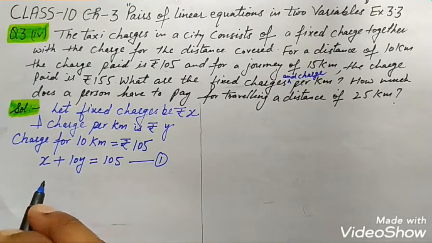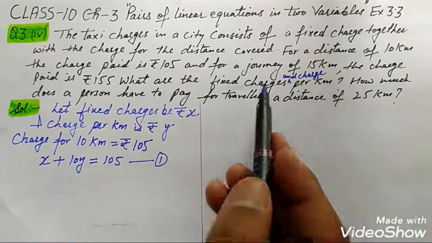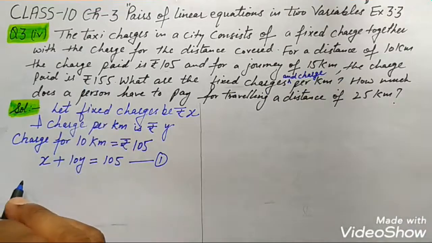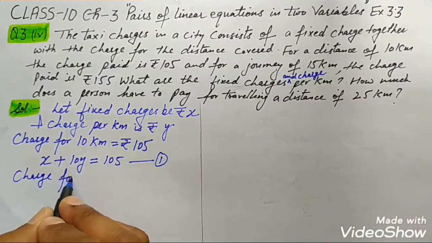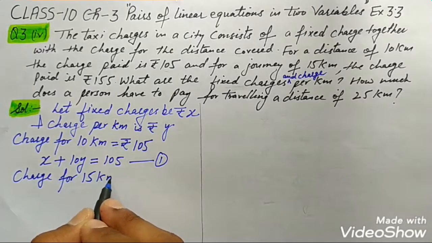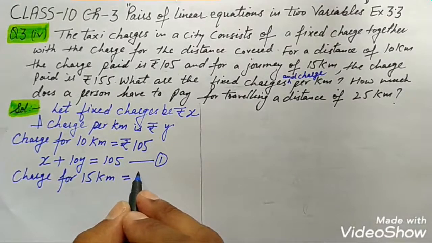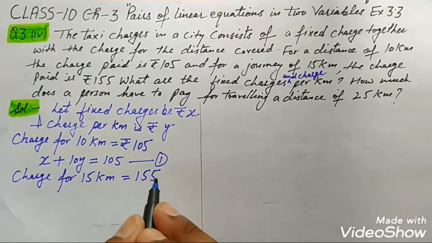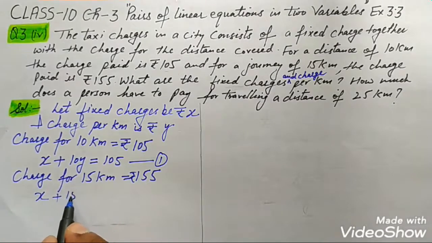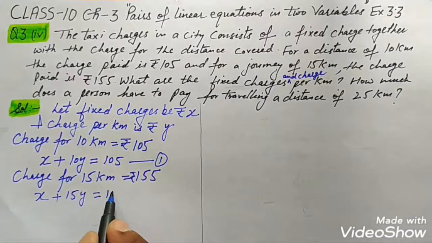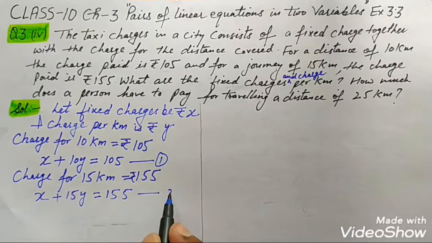Now the second condition is that for 15 kilometers it is 155 rupees. So I'll write: charge for 15 kilometers is equal to rupees 155. How can we pay this? First of all, we need to pay the fixed charge X, plus for 1 kilometer it is 1y, for 15 kilometers it is 15y, which is equal to 155. This will be our second equation.